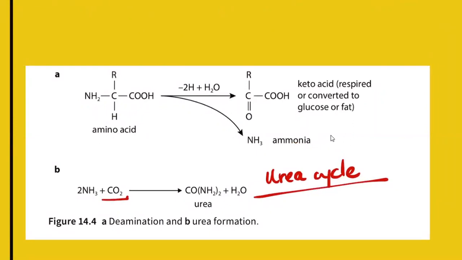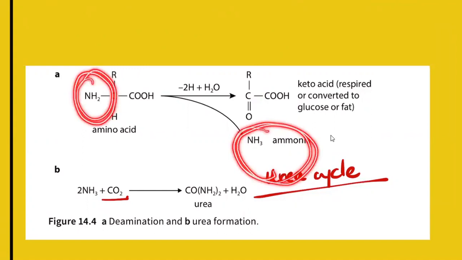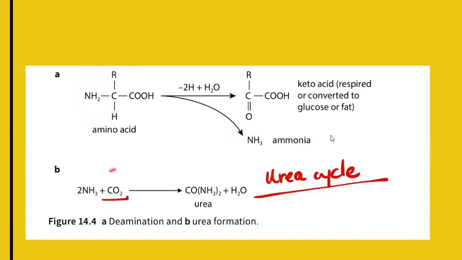This keto acid is either respired, because it still has carbon and hydrogen, so it has some trapped energy inside it, or it can even be converted to glucose or fat. And this ammonia, which has been produced because of the removal of the amino group, will now combine with carbon dioxide, and then urea is produced. So this part can be recycled. Okay, I get it now.